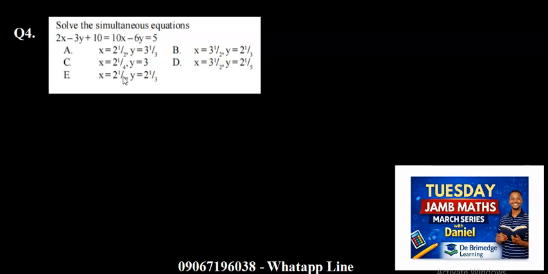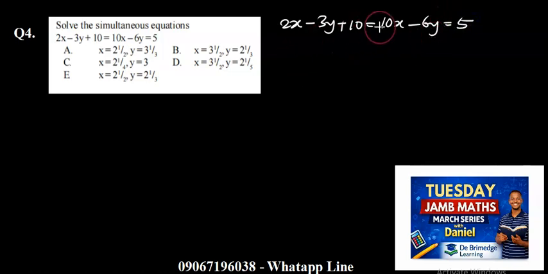Question number 4. All right, now in question number 4, what we need to do here is quickly to solve this as a simultaneous equation. Don't forget that this is a double simultaneous equation. Okay, now let me use a different color of pen. We're given here that 2x minus 3y plus 10 is equal to 10x minus 6y, and this is also equal to 5. So what this means, whenever you see this, is very simple. It means that you need to equate.